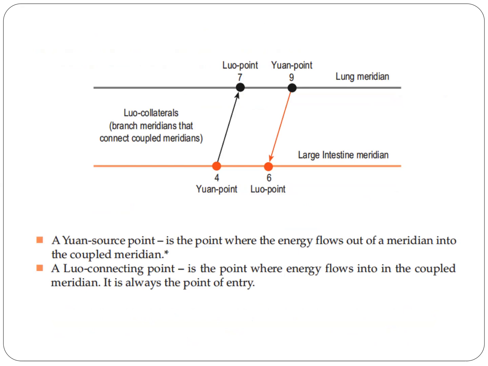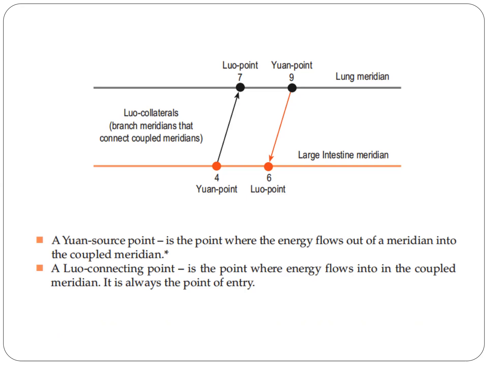A yuan source point is the point where the energy flows out of a meridian into the coupled meridian. So example is the lung channel. If there is a point in the lung channel, this is called the yuan source point, if it will flow out of the lung channel into its coupled channel, which is called the large intestine channel. A luo connecting point is the point where energy flows into the coupled meridian. And it is always the point of entry. So the luo connecting point is always the point of entry.